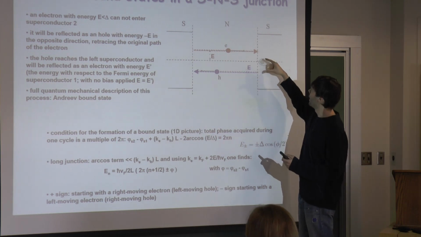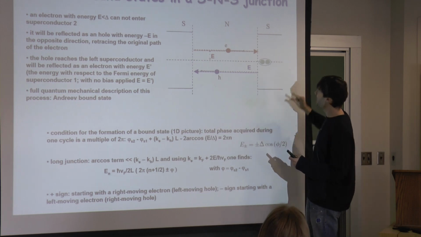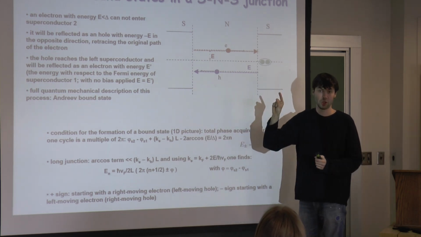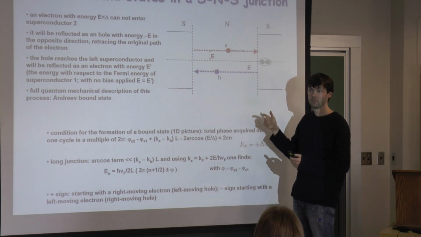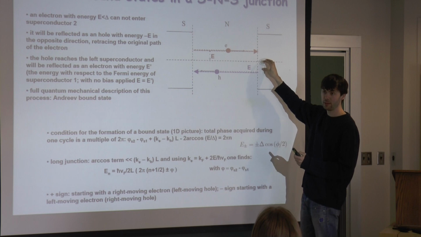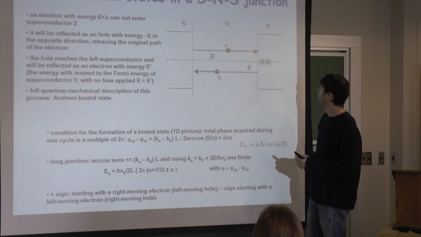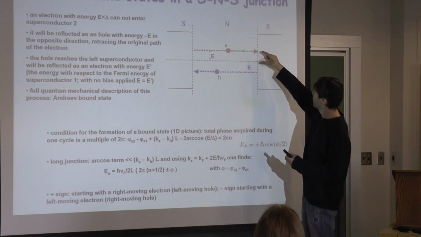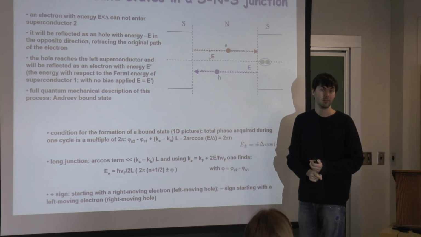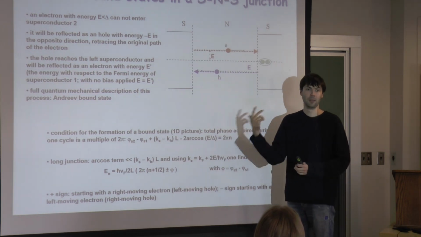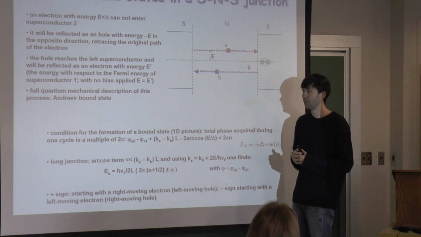So a Cooper pair then goes this way into the superconductor, and charge is conserved because we gave one electron and we extracted a hole. So we transfer the charge of 2e per Andreev reflection into the superconductor. And the energy works because this one is plus e, this one is minus e, and the Cooper pair has zero. So energy is conserved, charge is conserved. So this is allowed, and it does happen.